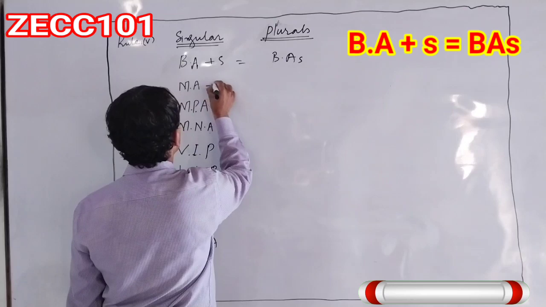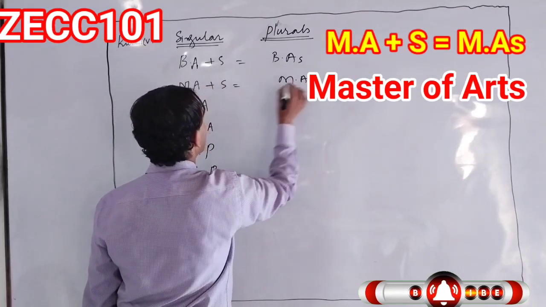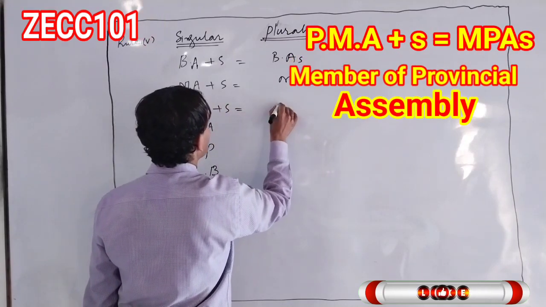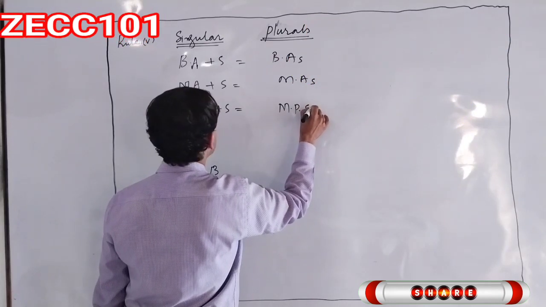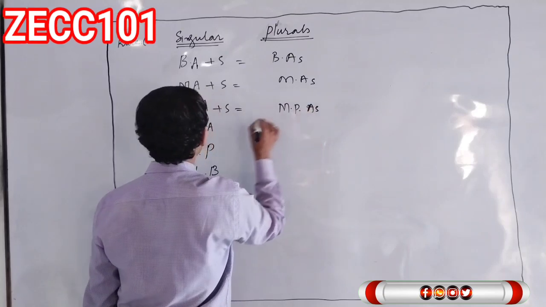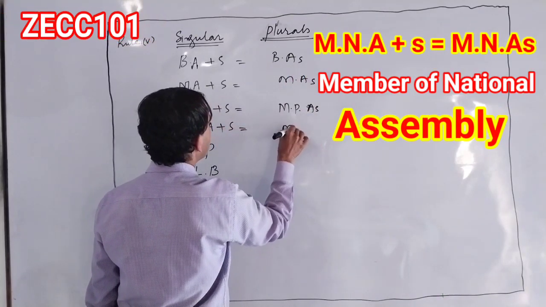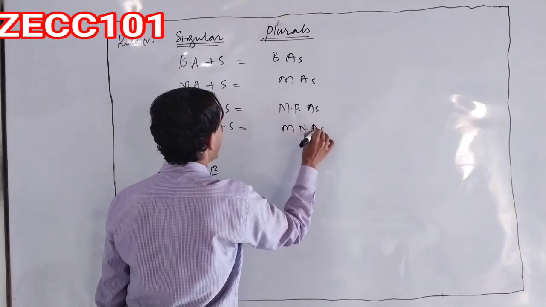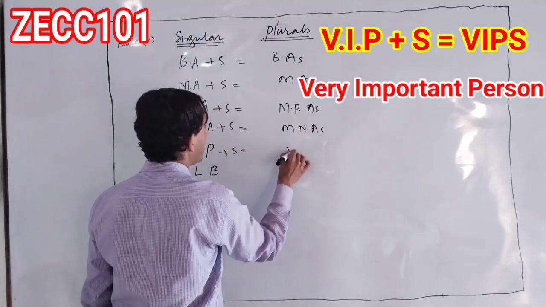BA plus S is equal to BAs. MA plus S is equal to MAs. MPA plus S is equal to MPAs. MNA plus S is equal to MNAs. VIP plus S is equal to VIPs.